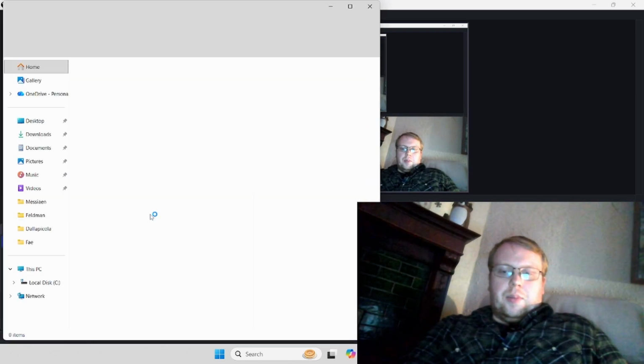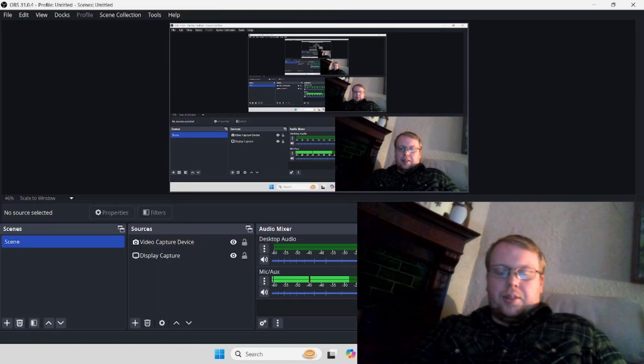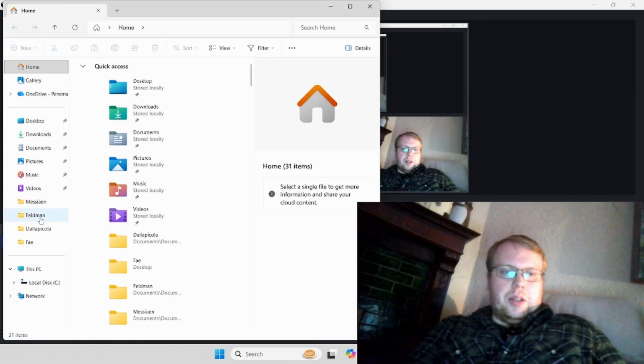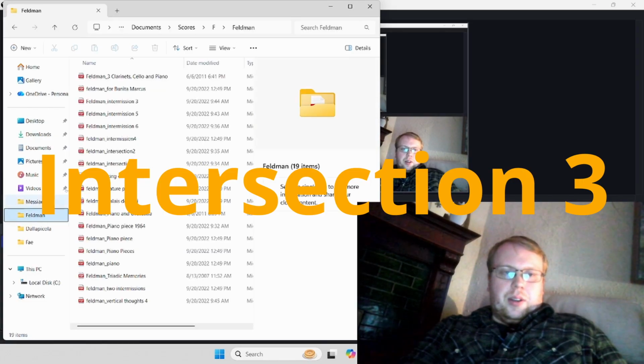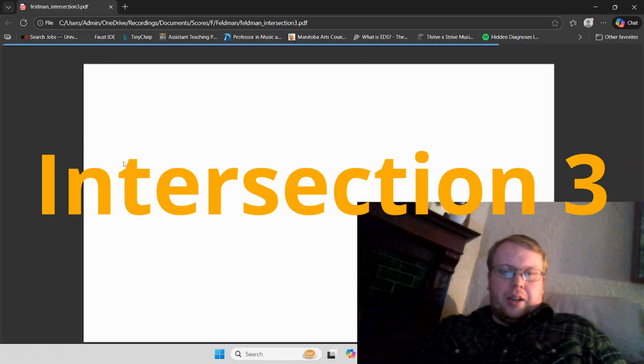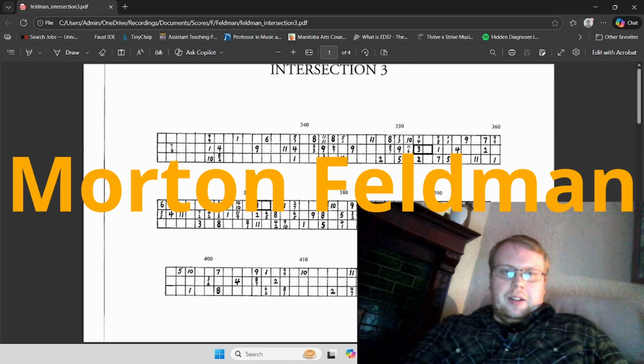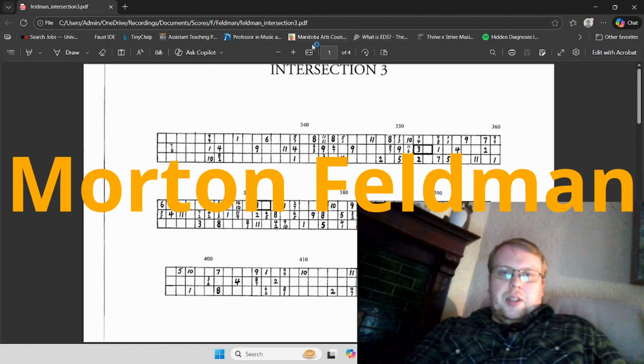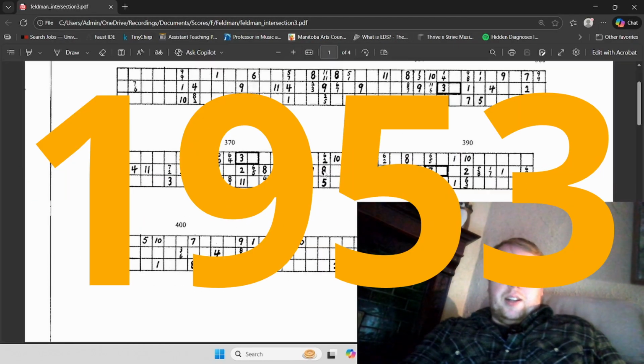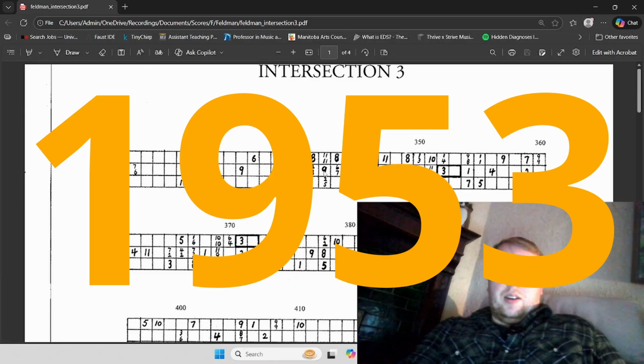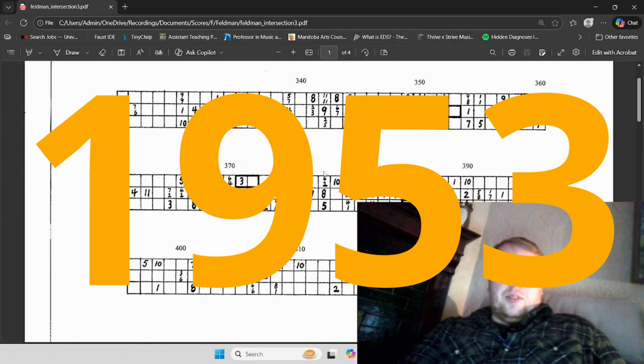Alright, so today I'm going to be looking at Intersection 3 by Feldman, assuming I have enough battery on my microphone here. Alright, so this is what the piece looks like. It was written in April of 1953. It's for solo piano as far as I know.